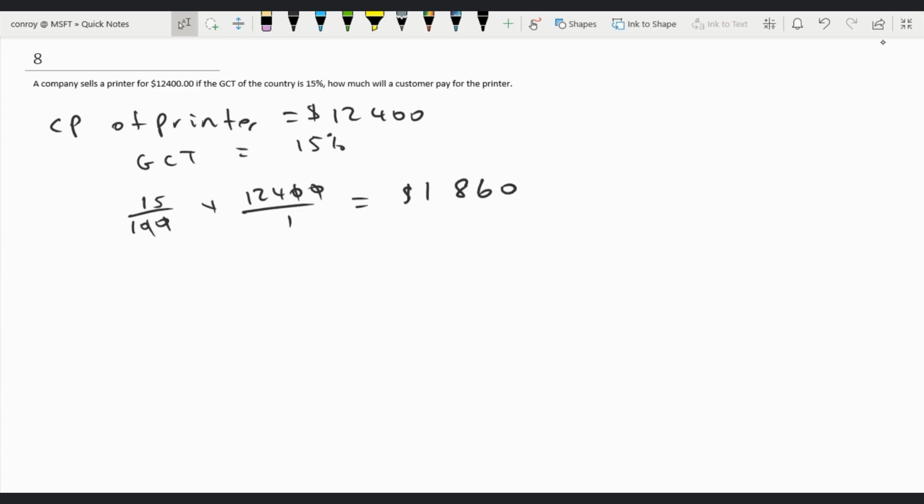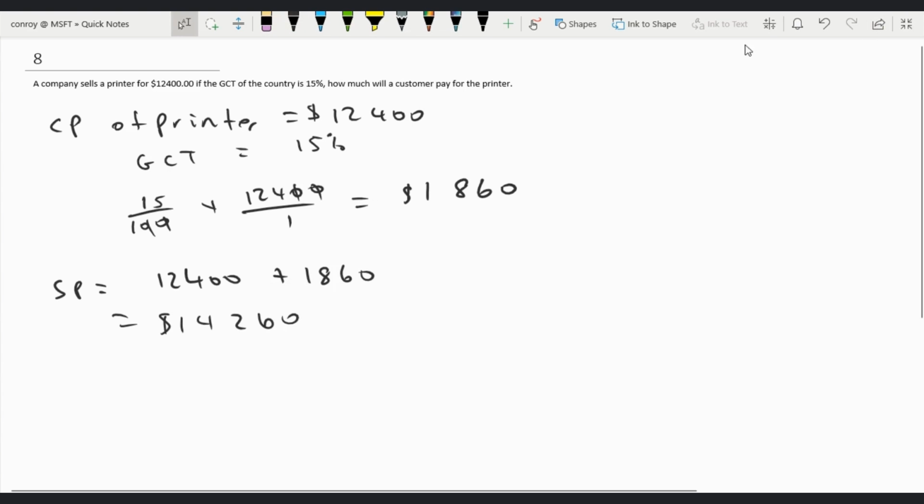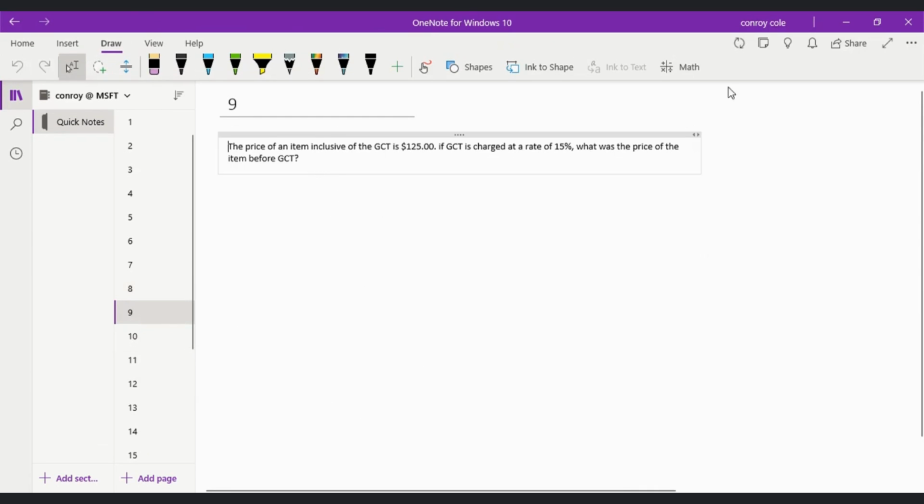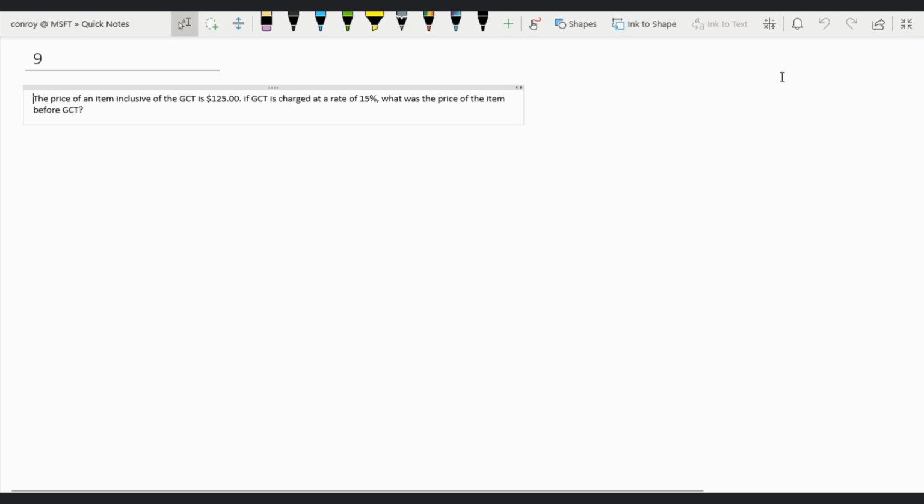So 1,860. Adding that now for the selling price, it would be the cost price, add that now to our GCT. All right, and that answers the question. All right, so GCT is usually added to the cost price. It's not to be added into the price of the item that the company may charge.